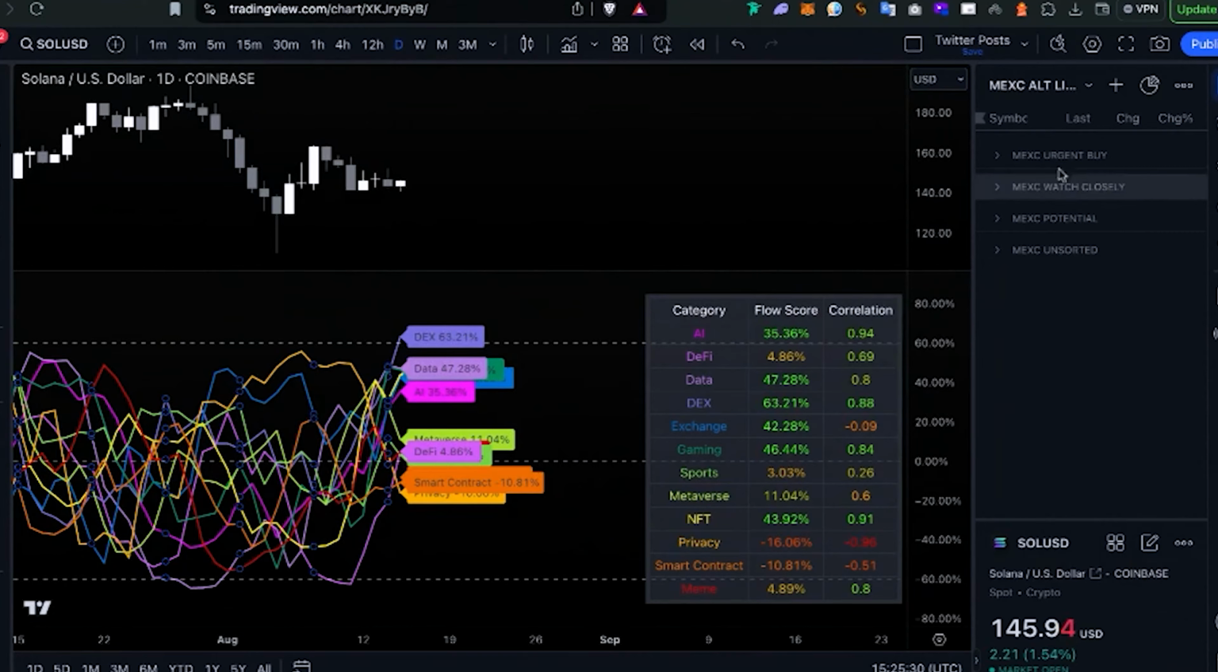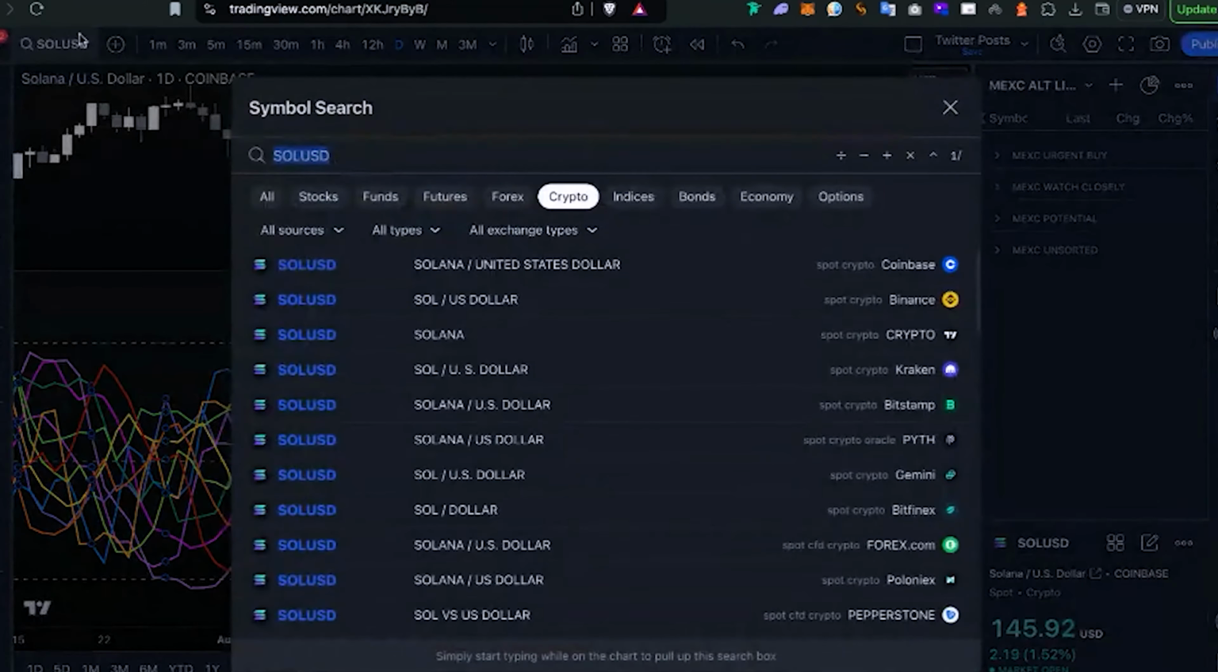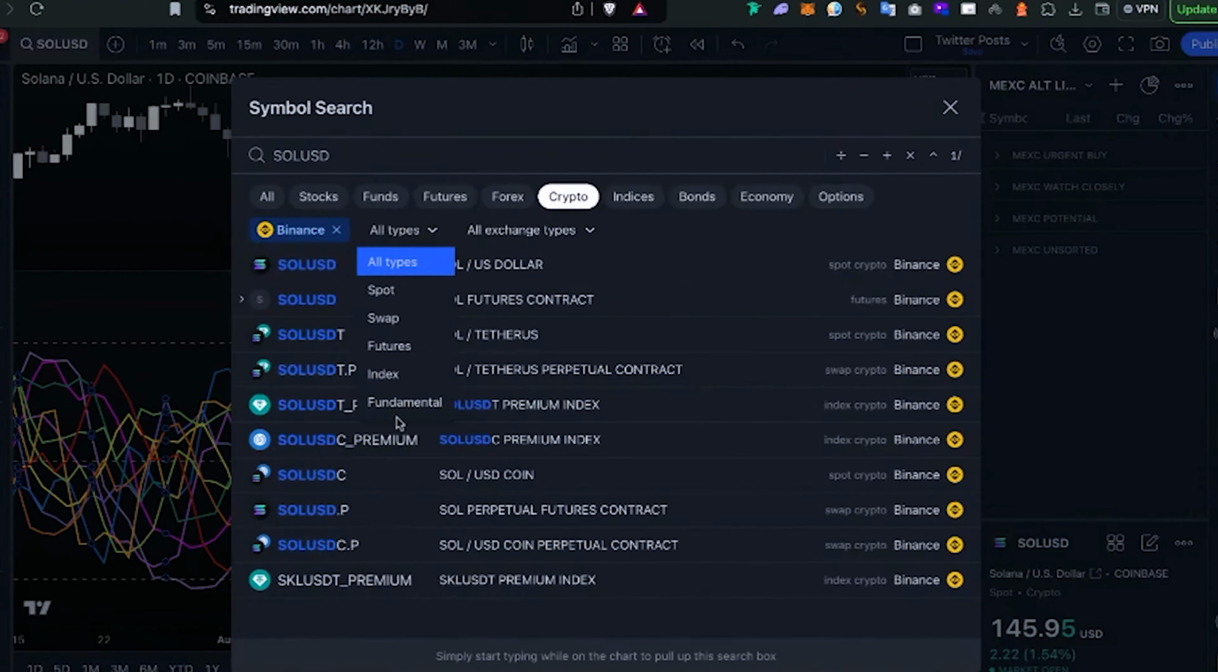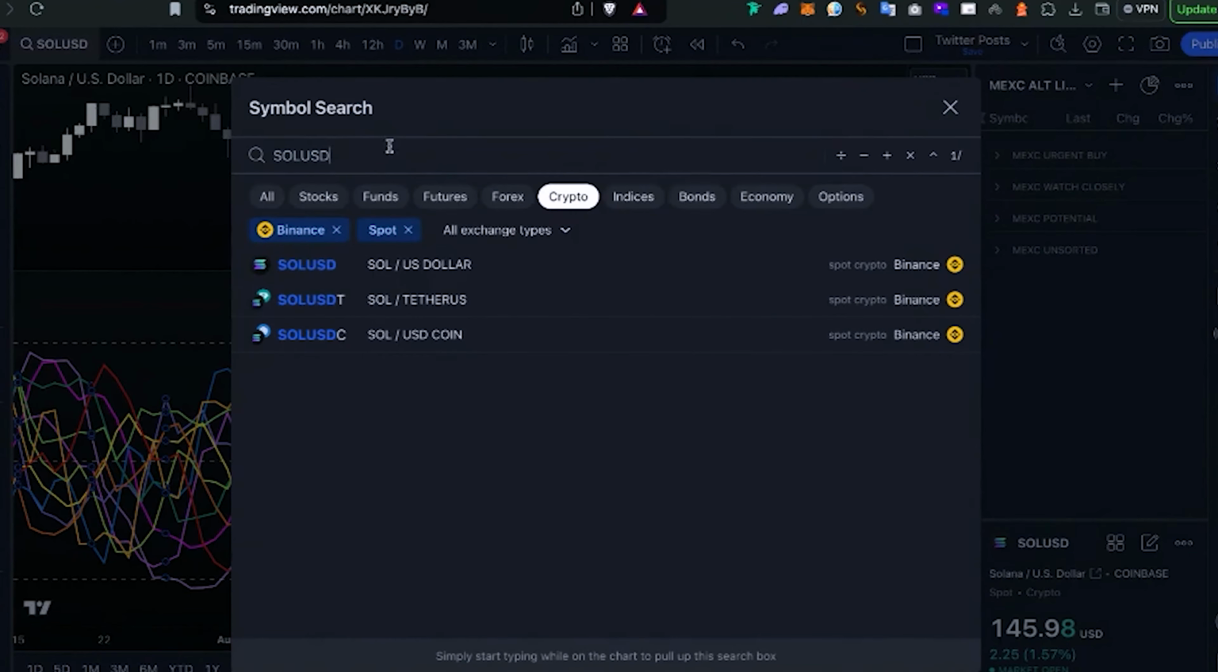You can go with what I've done: urgent, buy, watch closely, potential, unsorted. And again, this is potentially overkill for a lot of people. But one of the things that I like to do is to come into whatever exchange I'm using. So let's just go on and say Binance, and then you can go into type. You can go down to spot or whatever, et cetera, et cetera.